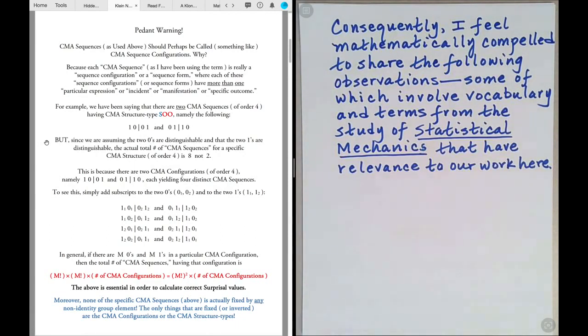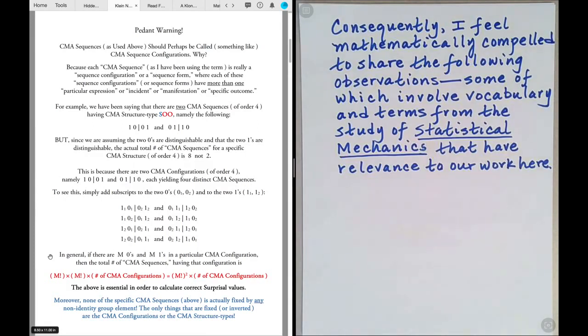To see this, simply add subscripts to the two zeros and to the two ones, and you will get this list of specific CMA sequences. In general, if there are M zeros and M ones in a particular CMA configuration, then the total number of CMA sequences having that configuration is M factorial squared times the number of CMA configurations.